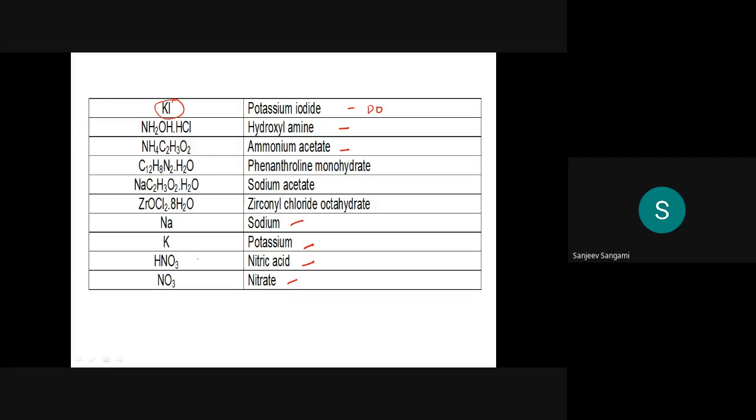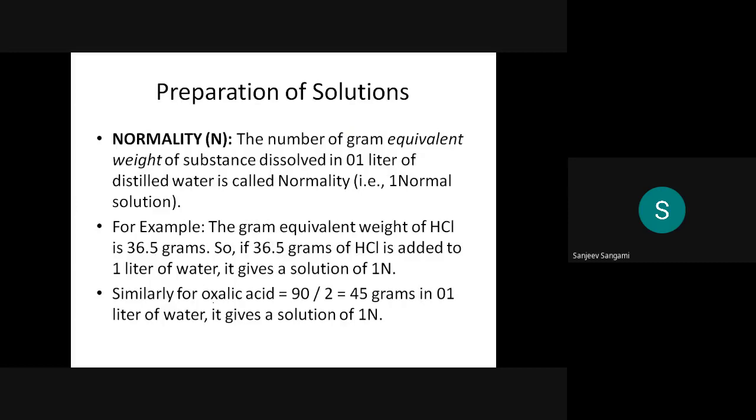So maybe you'll get confused again when it comes to nitrate. Nitrate is NO3, then NO2 is nitrite. Nitrate is totally different from nitrite. There should always be a difference whenever we are explaining.